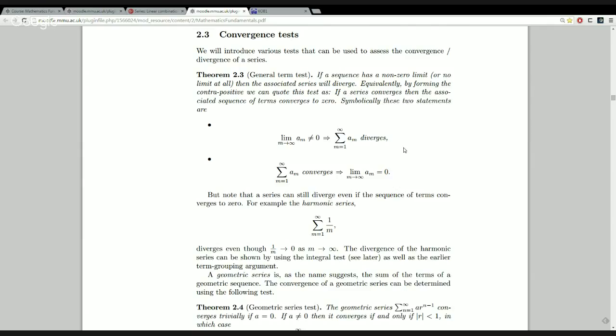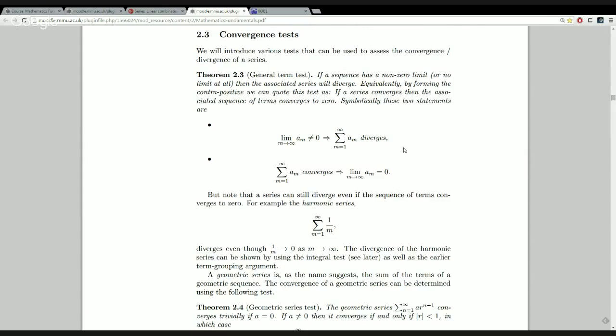Convergent series have to have their terms converging to 0. Here's a series whose terms converge to 1. So now we can say, therefore, by theorem 2.3, this series is divergent. It can't be convergent, because if it was convergent, its terms would have to converge to 0. But we've observed that they don't, so therefore it is not convergent. So this is an example of this test detecting divergence.